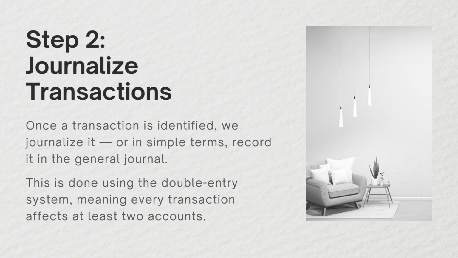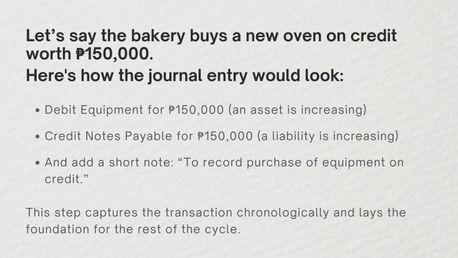Step 2. Journalize transactions. Once a transaction is identified, we journalize it, or in simple terms, record it in the general journal. This is done using the double entry system, meaning every transaction affects at least 2 accounts. Let's say the bakery buys a new oven on credit worth $150,000.